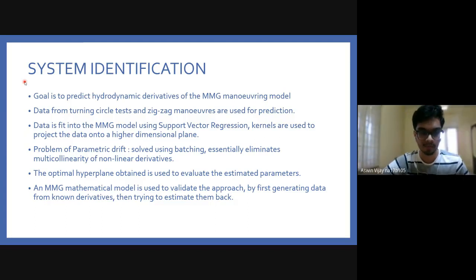So parametric drift occurs when doing support vector regression, when the linear terms, the derivative terms get cancelled out because of the linearity between them, and they are interrelated to each other. So when using kernels, what happens is they will represent the same type of data in a higher plane. So they can't be separated. So that is the problem.